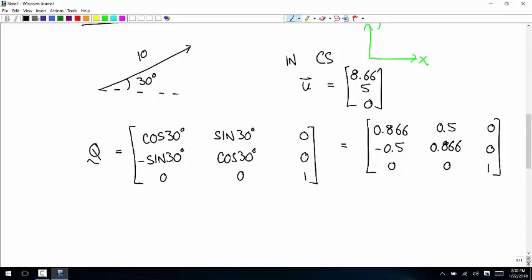Okay, so now, this is the rotation matrix that takes things in this coordinate system and transforms them to this coordinate system, where this angle is 30 degrees.